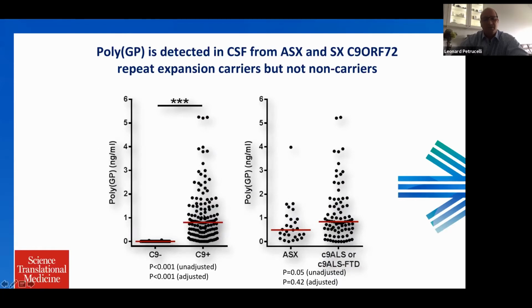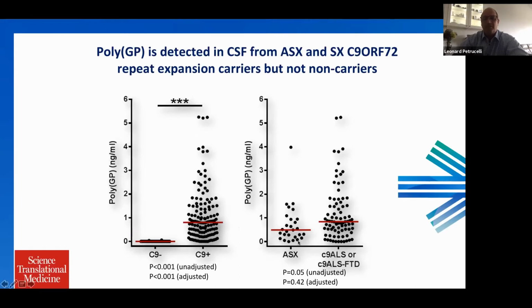You can clearly see using an immunoassay detecting specifically the glycine proline that we can readily detect it in CSF. And this population of patients is broken down to asymptomatic and symptomatic patients. You can clearly see that even though these patients are not yet presenting with disease, that they had readily detectable levels of poly-GP in the CSF.